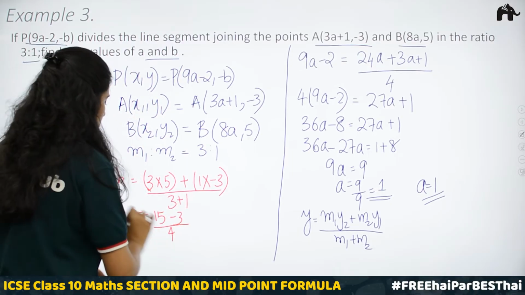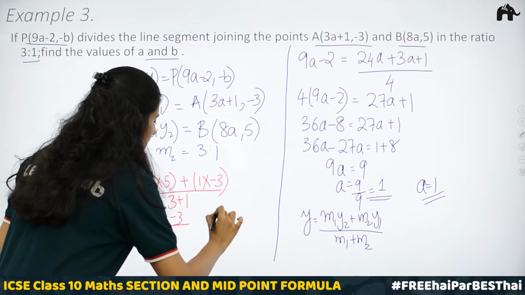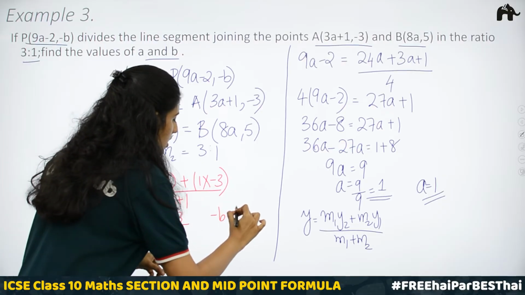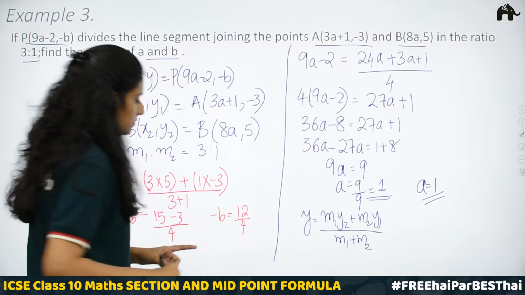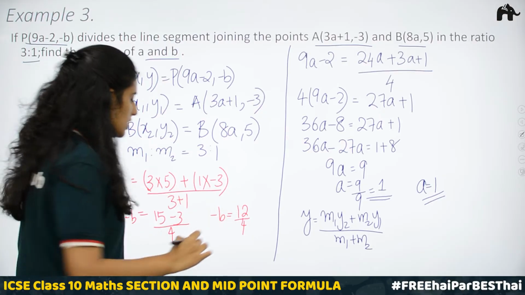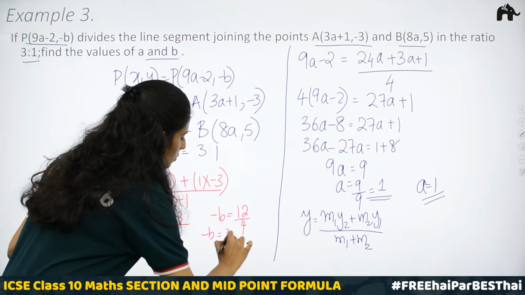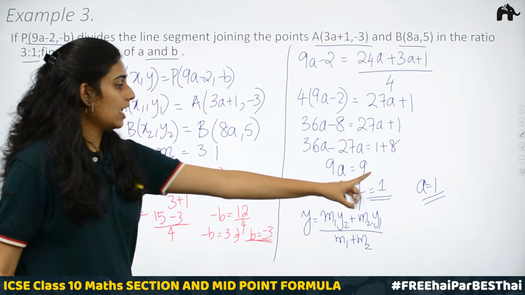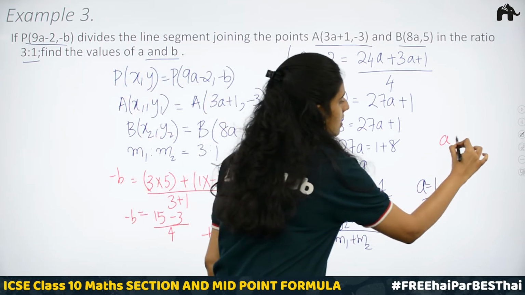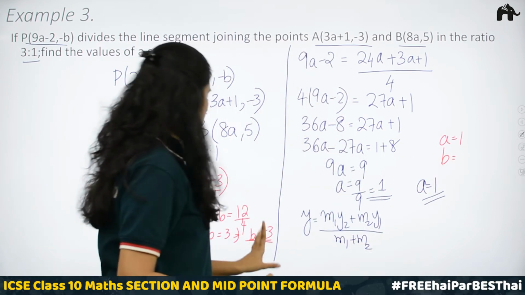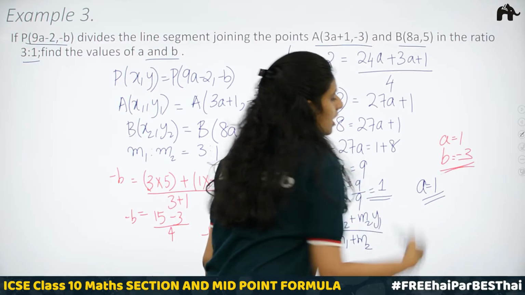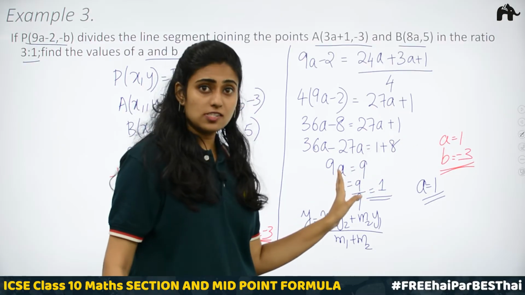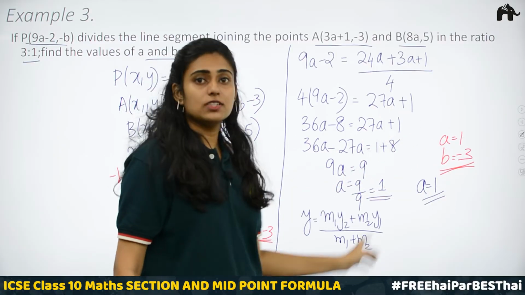Okay, from this we can write minus b is equal to 15 minus 3 is 12, 12 divided by 4. What is 12 by 4? 12 by 4 is 3. We got minus b is equal to 3, which implies b is equal to minus 3. We got a is equal to 1 and b is equal to minus 3. In the question, we were asked to find the values of a and b. To find a, we took the x coordinate, and to find b, we took the y coordinate.